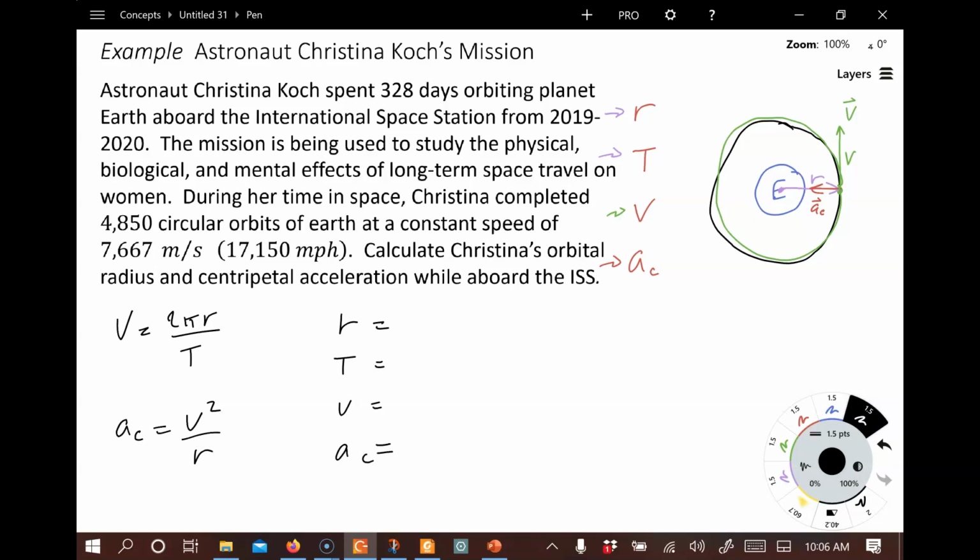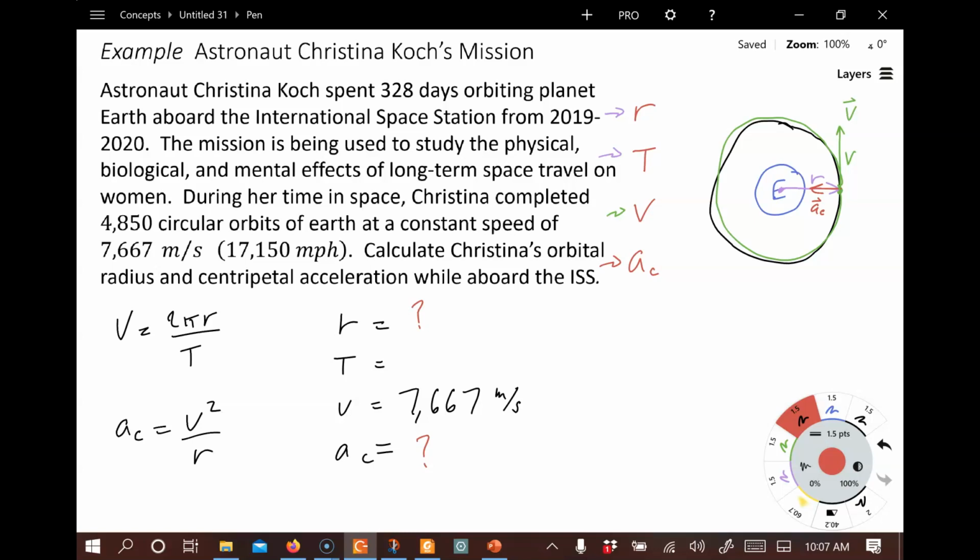We're given some information here. We have a constant speed of 7,667 meters per second, so we know what v is, and we can write that down right here. We're asked to calculate Christina's orbital radius, so we want to know what r is, and the centripetal acceleration. Now, if you can get any two of these, then you can get all the rest. So somehow we must be able to figure out what T is so we can calculate the others.